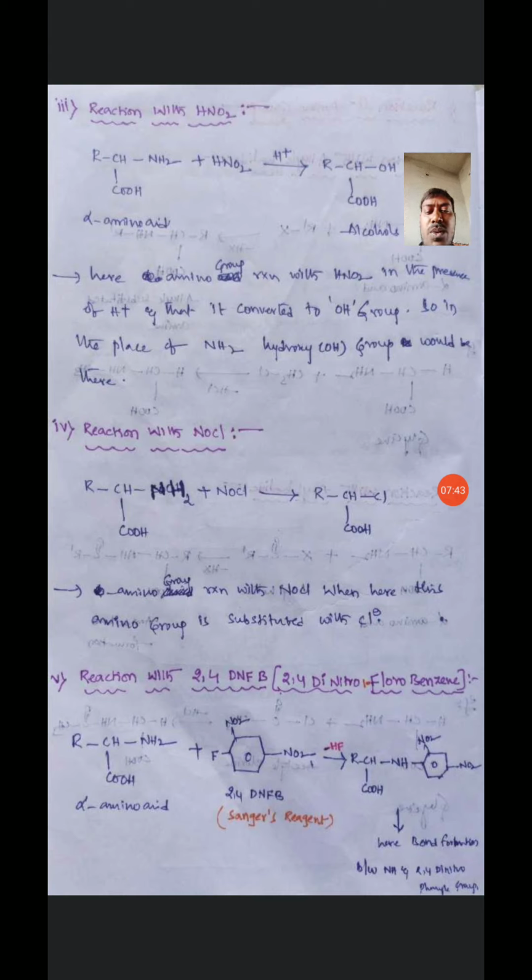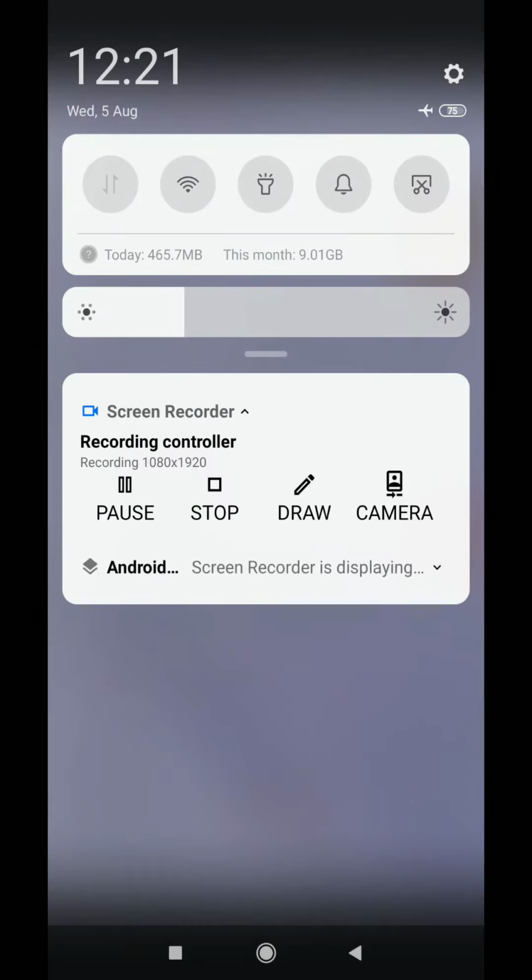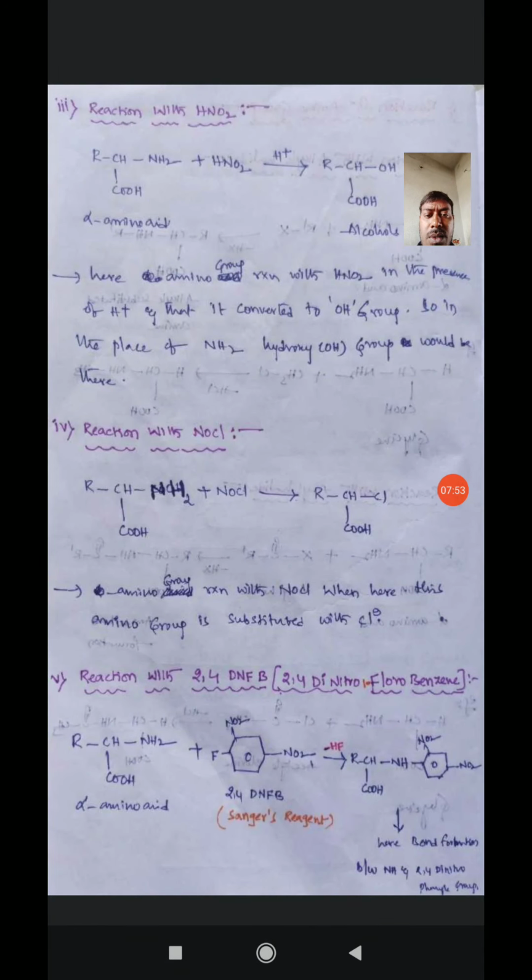Then the reaction with NOCl. Here also the alpha amino acid RCH COOH NH2 reacts with NOCl, and it forms a chloride substituted compound.